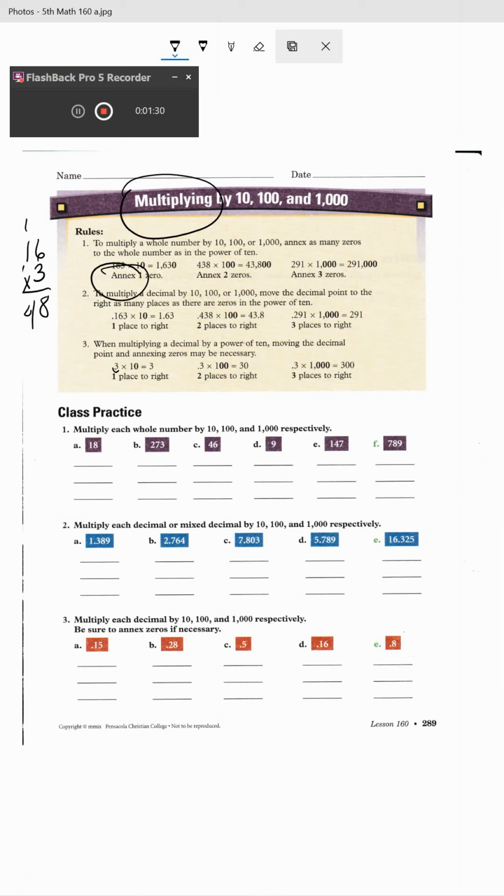100, and 1000. All right, so if I have 18 and I multiply it by 10, I just add 1 zero. Multiply it by 100, I add 2 zeros. Don't forget the comma. If I multiply by 1000, I add 3 zeros. 273 times 10 would become 2,730. And then every time you just add a zero.